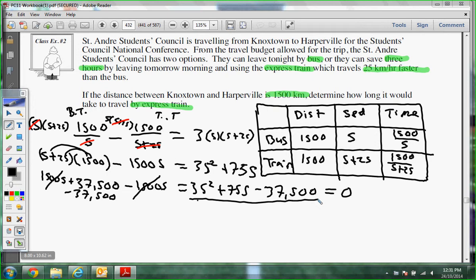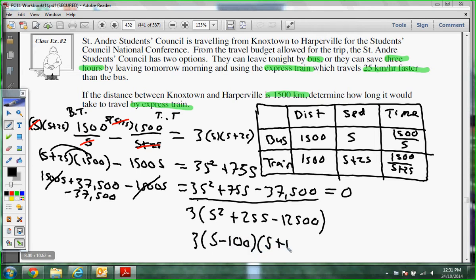Okay, 3 does go into all of them, so that can make your life a little bit easier. And 37,500 divided by 3 is 12,500. Then you want to factor that by inspection. You may not see it right off the bat, but it's going to be 100 and 125. So minus 100 plus 125. Those are your two options.